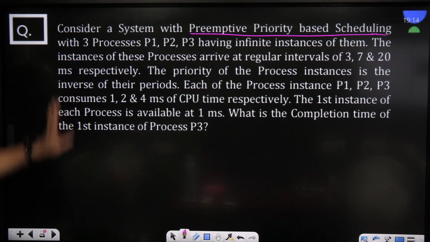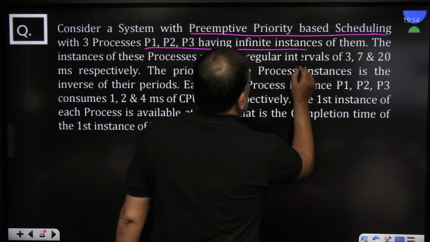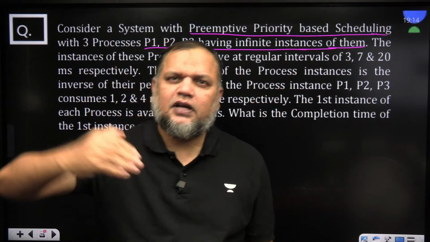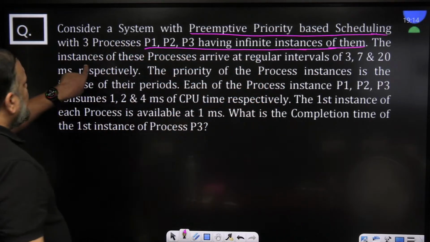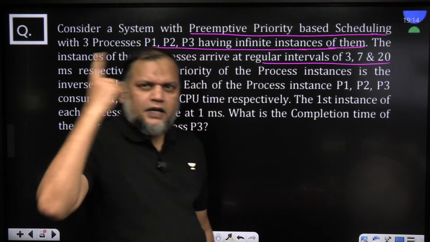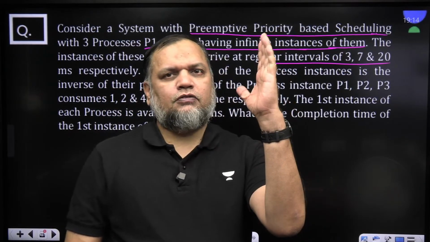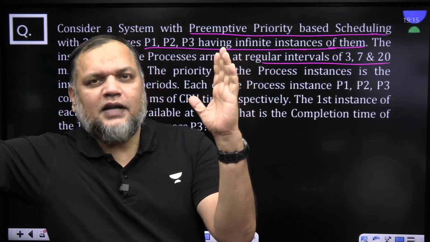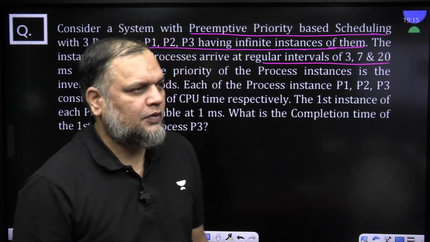Preemptive priority based scheduling with 3 processes P1, P2, P3 having infinite instances. ये काफी important है. There are 3 processes but the number of instances of them is infinite. मतलब P1 के कई instances हैं, P2 के कई instances हैं, P3 के कई instances हैं. और वो instances कैसे आ रहे हैं? What is the rate of their arrival? The instances of these processes arrive at regular intervals of 3, 7 and 20. जो periodic interval है with which the instances of the process are coming, at a rate of 3. मतलब अगर मान लीजिए P1's first instance is coming at 0, उसका next instance बेटा कब आएगा? 3 पे आएगा. Next instance 6 पे आएगा. 6 plus 3, 9 पर आएगा. Next 9 plus 3, 12 पर आएगा. इस तरीके से infinite instances of P1.